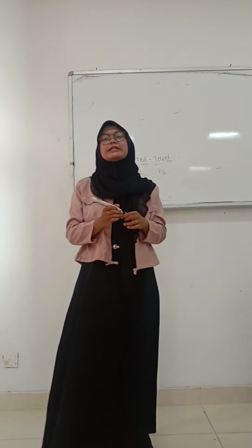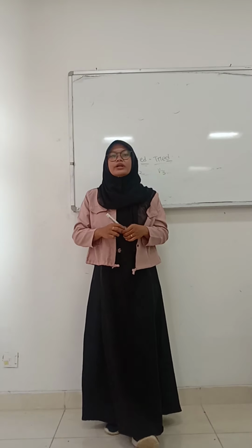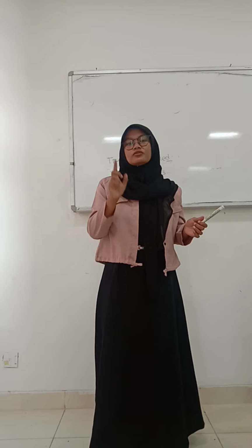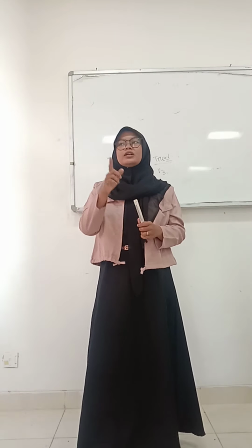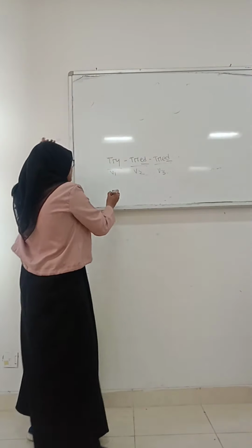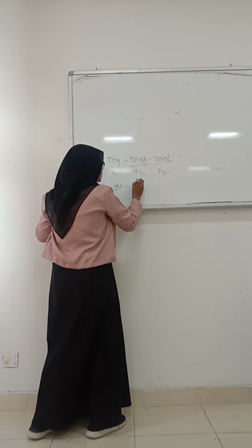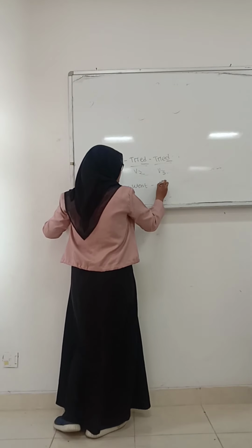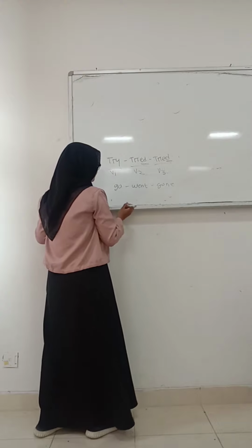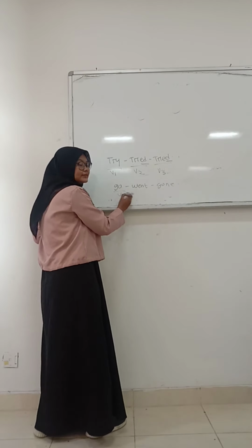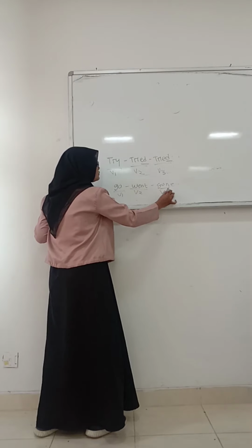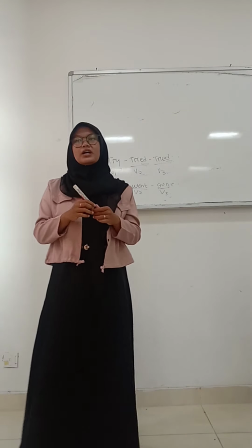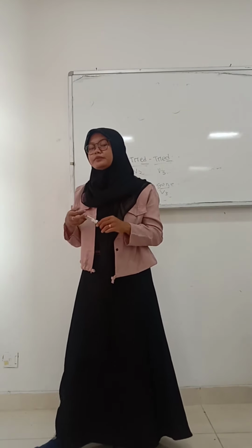Next, for the irregular verb, verb 1, verb 2, and verb 3 change and are different. For example, go, went, gone. Go is verb 1, went is verb 2, and gone is verb 3. Verb 1 until verb 3 is different.